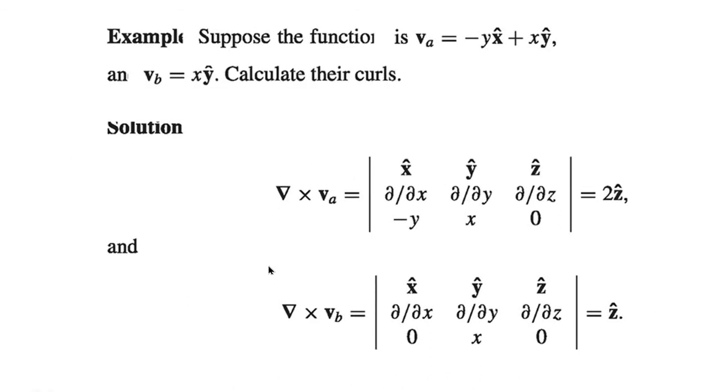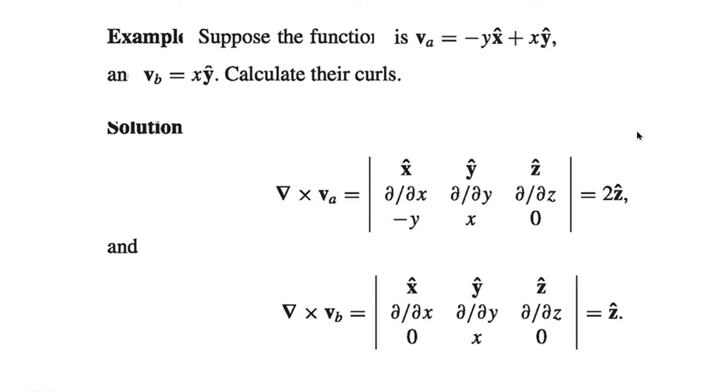Let us discuss a problem. Suppose the functions are va equal to minus y x cap plus x y cap and vb equal to x y cap. Calculate their curls. Now we have two functions. One is va equal to minus y x cap plus x y cap, and the second function vb equal to x y cap. Consider the first case. The del cross va equal to x cap, y cap, z cap.